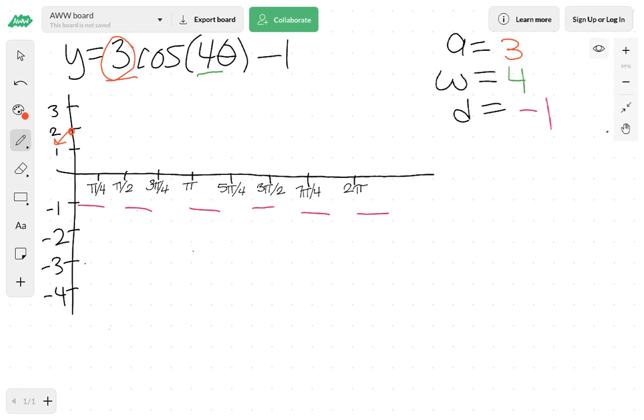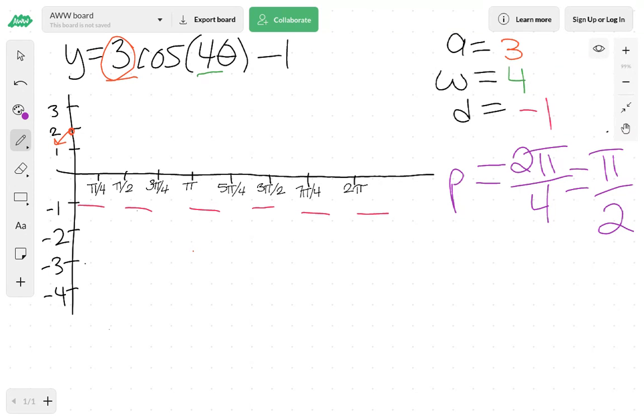And I know it's going to have to go down on each side. But then I need to know what to move by. So I'm going to find my period. To find my period, I always take 2 pi and divide it by W. If it's not a fraction, don't reciprocate it. Just divide by W, which gives me a period of pi over 2.